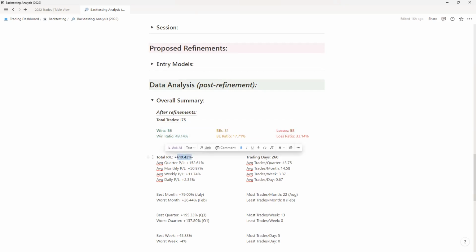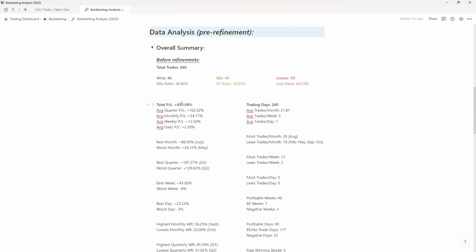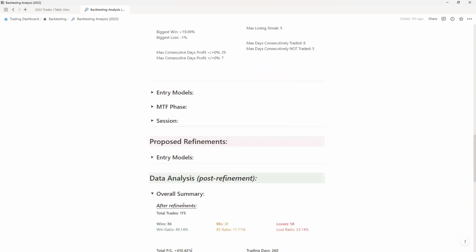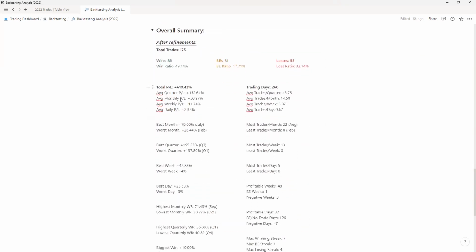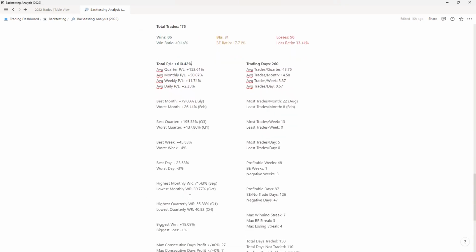610% in that year. Am I complaining about that at all? No, of course not. It's an incredible amount of profit. I've gone down about 40%, but in the grand scheme of things, that's really nothing. Otherwise, I was doing the exact same thing, going through all of this data and seeing how it has improved. So our worst week and worst day, I believe, actually stayed the same. Our worst day was -3%, our worst week was -4%.